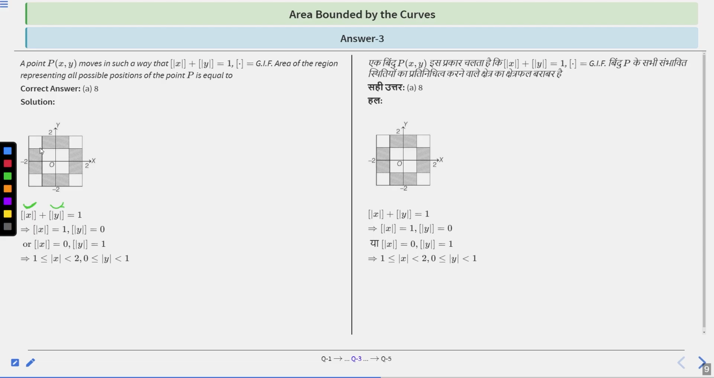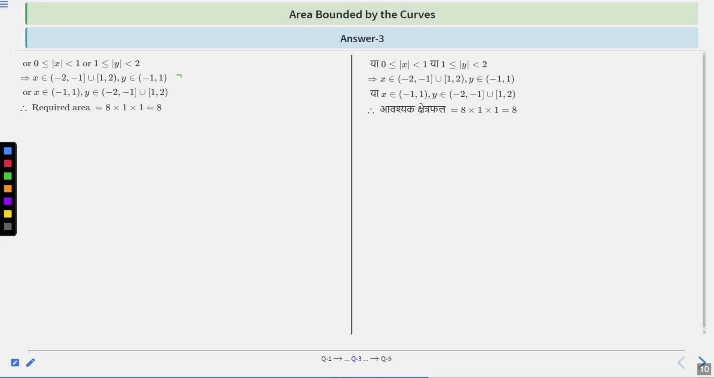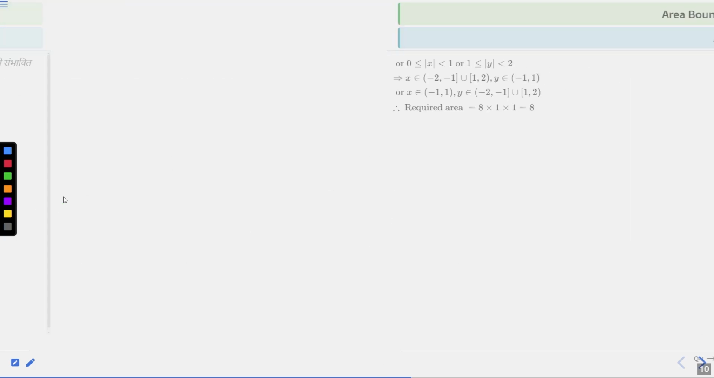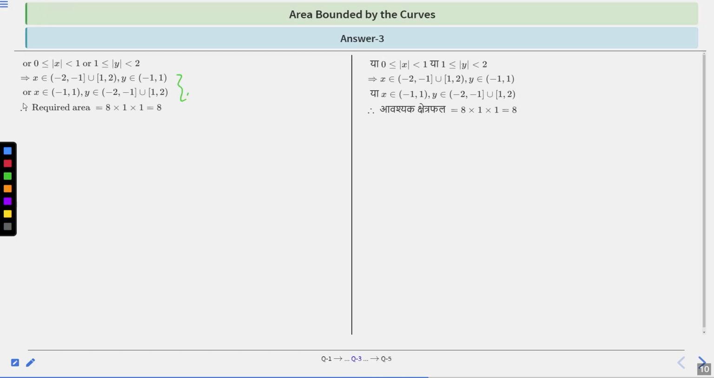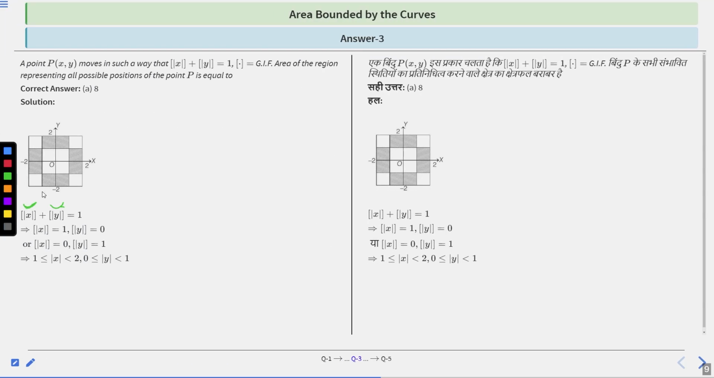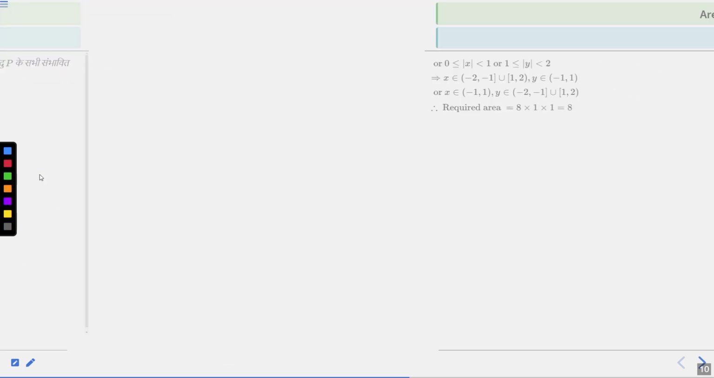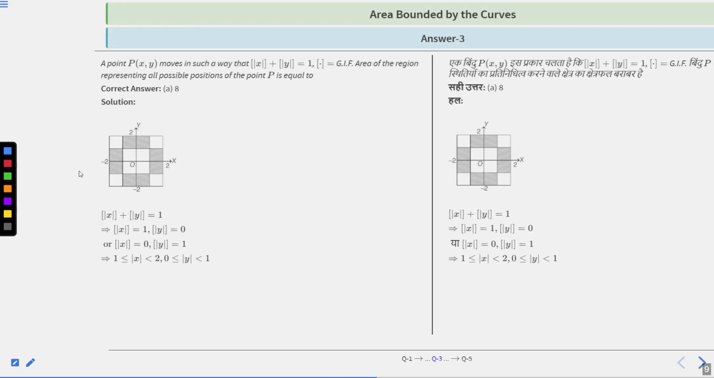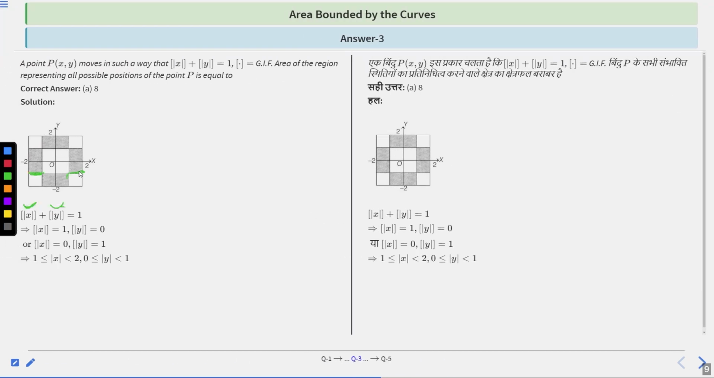So by using these two cases, you can easily conclude that we basically have to find the area of these shaded regions. Clear? Because x is between minus 2 and minus 1, union 1 to 2, and y is between minus 1 and 1, right? Clear?